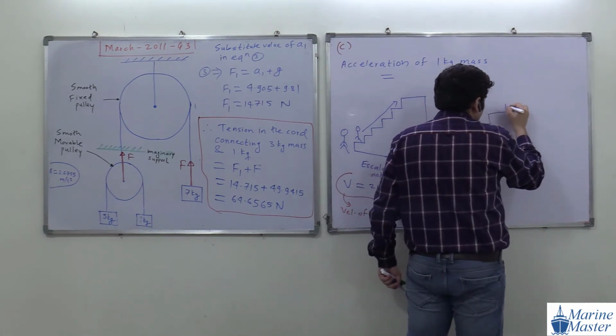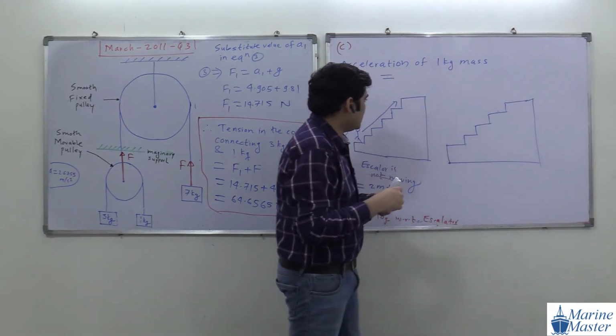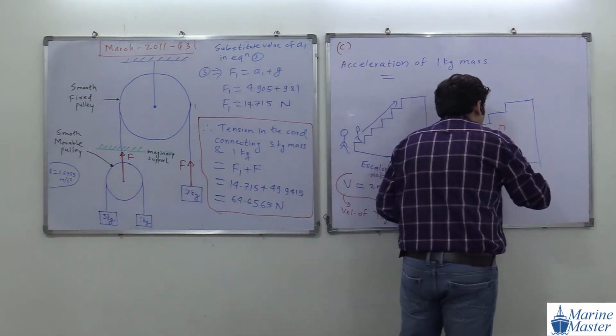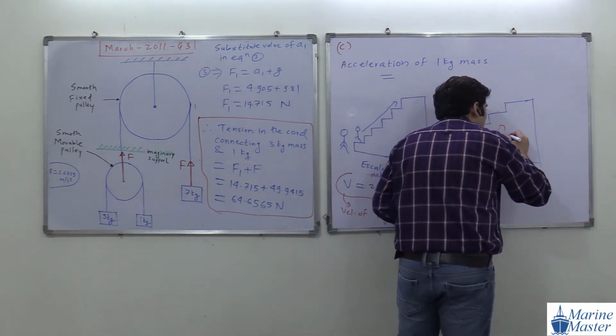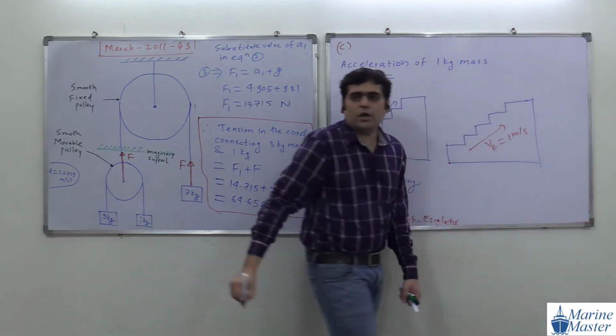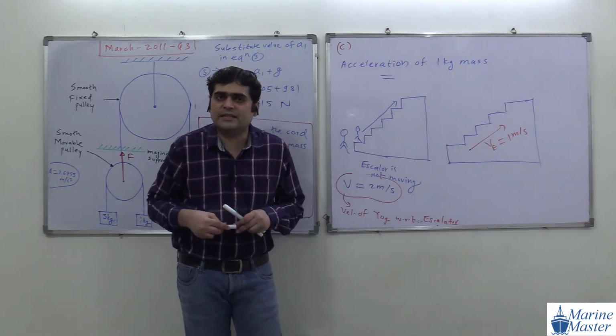Now just assume that in the next scenario the escalator is moving. This escalator is moving with a velocity of, what is the velocity of the escalator? 1 meter per second.